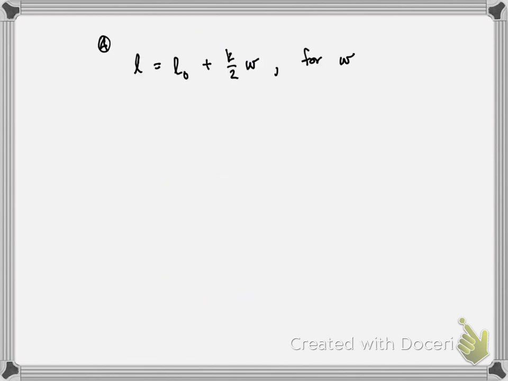Next example, we want to solve for w. We want to isolate w. Notice that L and L sub 0, or L naught, are not the same variable. They are two different variables. So I'll start by subtracting L naught. L minus L naught is equal to K divided by 2 times W. The goal is to get W by itself, to isolate it. So I will multiply by the reciprocal, 2 over K.